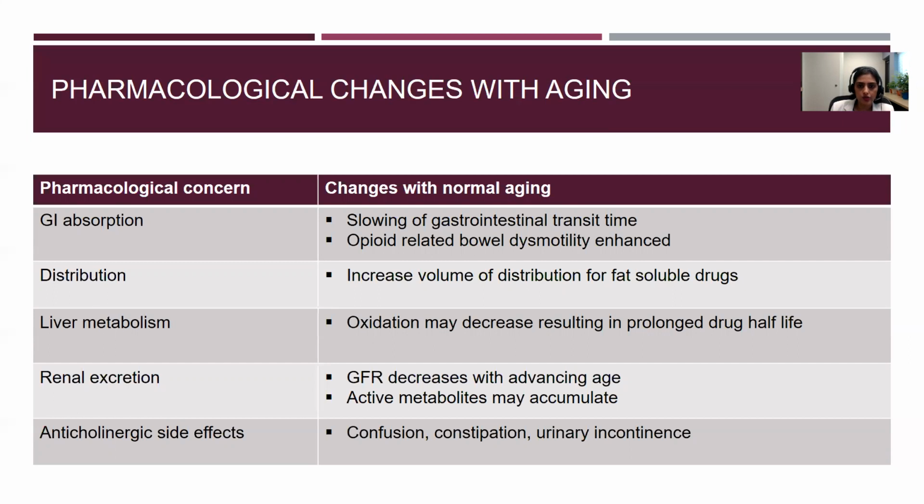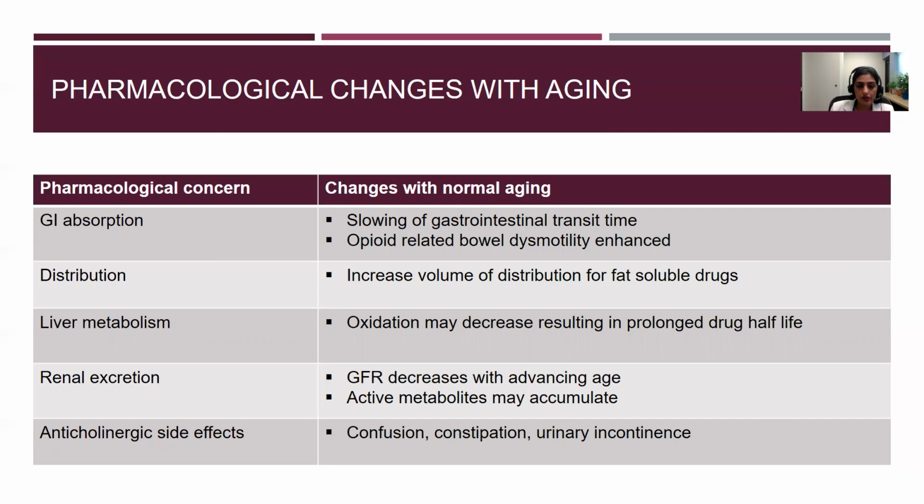Then how about distribution? There is increased volume of distribution of fat-soluble drugs. So whenever we are prescribing fat-soluble drugs, we need to know that there would be an increased volume of distribution for these medications. Liver metabolism changes, so oxidation may decrease, resulting in prolonged drug half-life, which is extremely important because these drugs will stay in the system longer for older patients.